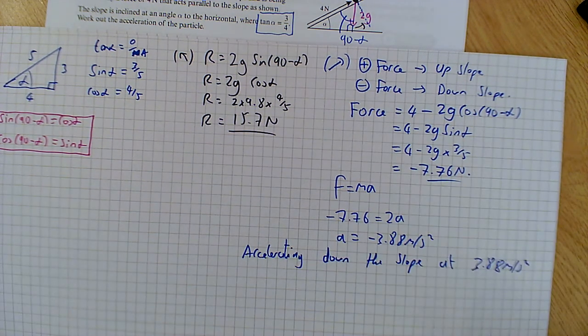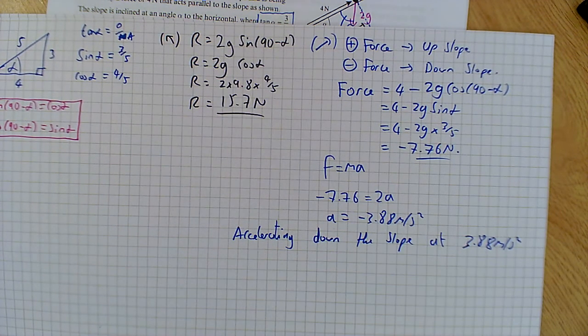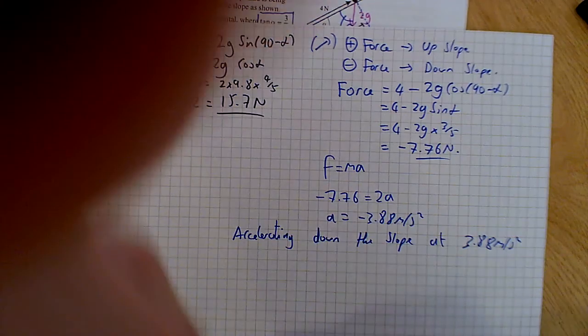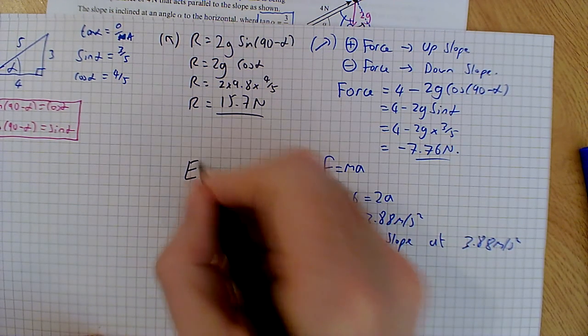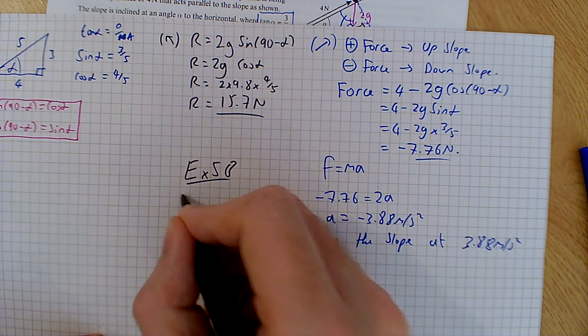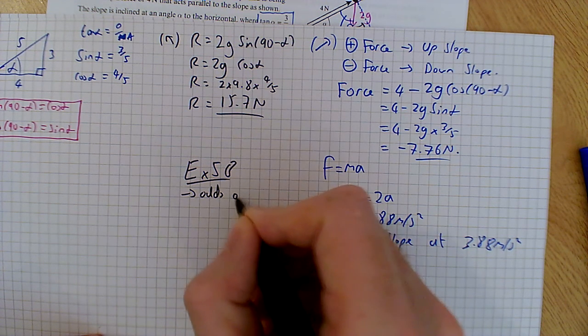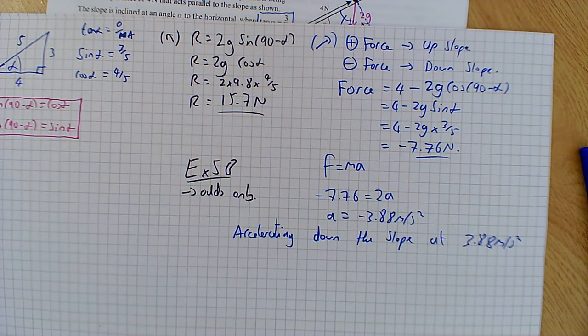Okay, so that's the last example from that, example 7. All we're going to do with that now is we're going to have a look at the exercises. It's exercise 5b, and there are 8 questions, so I advise you to do the odds only first, and if you need more practice you can go back and do the evens.